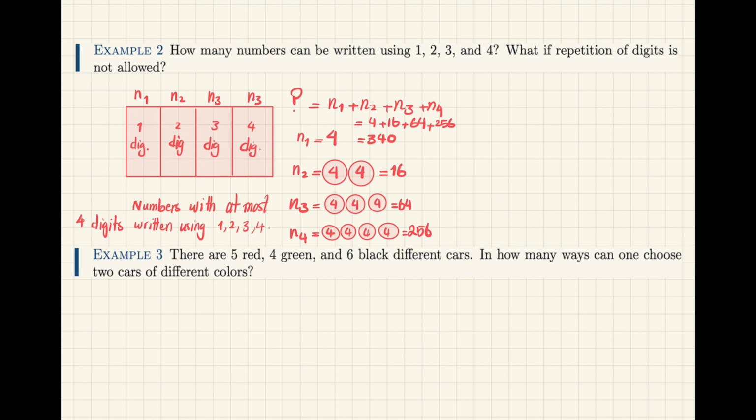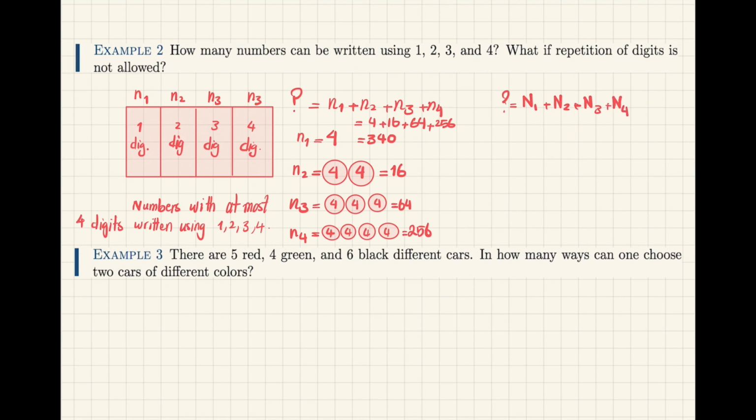But then if I want to answer the next part of the question, what if repetition of digits is not allowed? Then of course again the first part doesn't change at all, but calculating each part based on the product rule will change. So again this time let me write the question mark. This time let me write it as n1, n2, n3, and n4 to make a difference between the symbols.